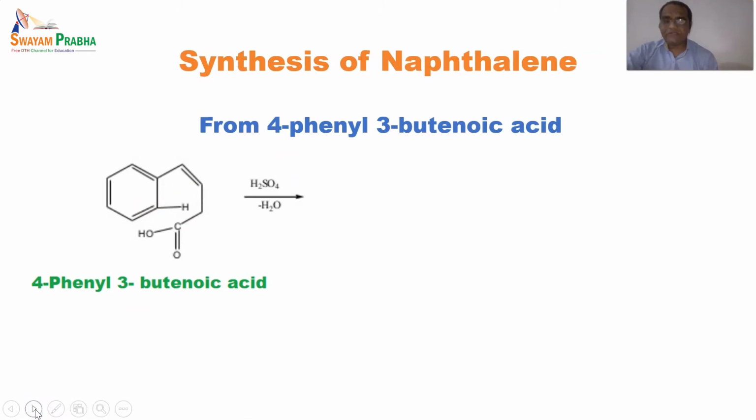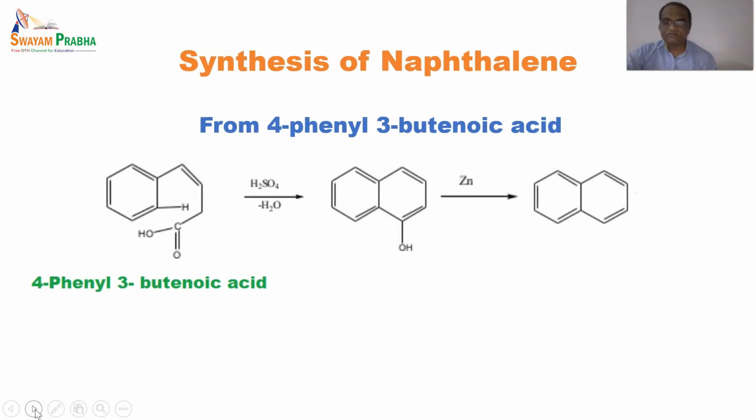After reacting with concentrated H2SO4, a water molecule is removed and it forms a cycle, and this cyclization gives a substituted OH, and to remove this OH, it is treated with zinc, and as soon as it is treated, it forms naphthalene at the end, forming zinc oxide.